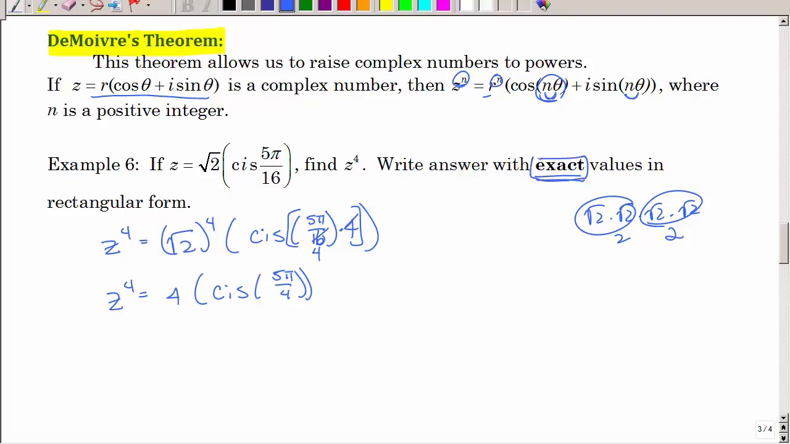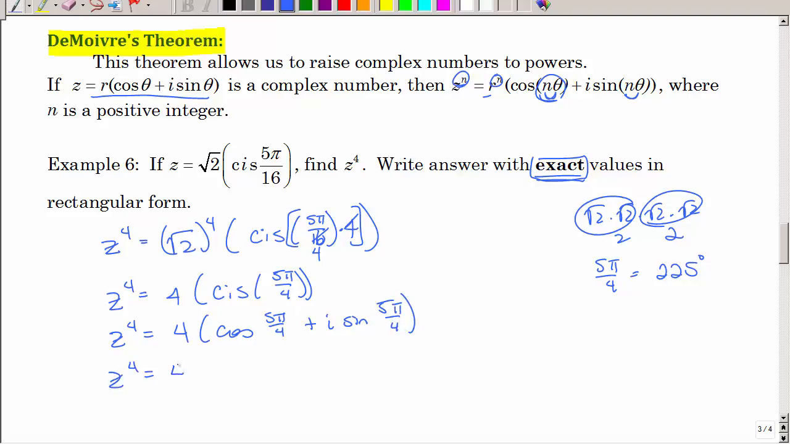I can ask for exact values because 5 pi over 4 is something I should have memorized in trig. If you need to convert to degrees, 5 pi over 4 is the same as 225 degrees. So I'm in quadrant 3. So that means cosine and sine are both negative. So I'd have 4 times the cosine of 5 pi over 4 plus i times the sine of 5 pi over 4. So what's the cosine of 5 pi over 4, or the cosine of 225 degrees? It's negative square root of 2 over 2, and the sine is exactly the same thing.